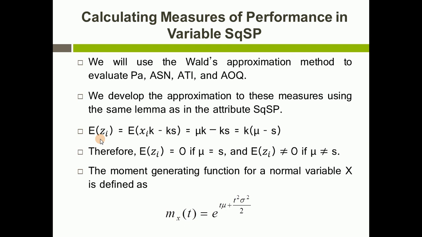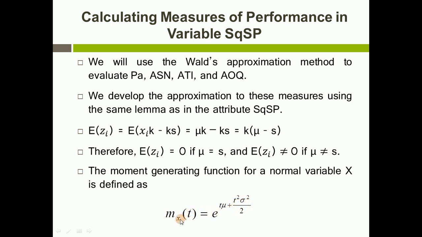Here I'm working on xi. Well, xi follows a normal distribution, and this is actually its moment generating function. And as you can see, it's e to the power t multiplied by the mean of x plus t square multiplied by the variance of x over 2.